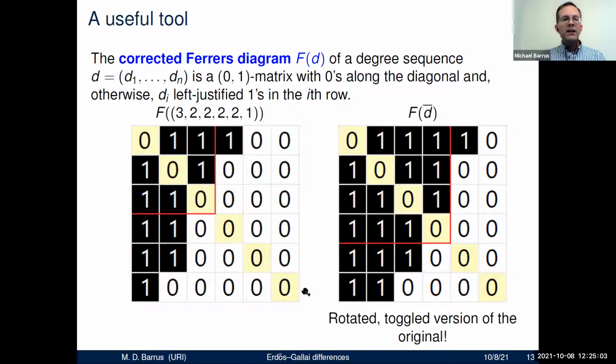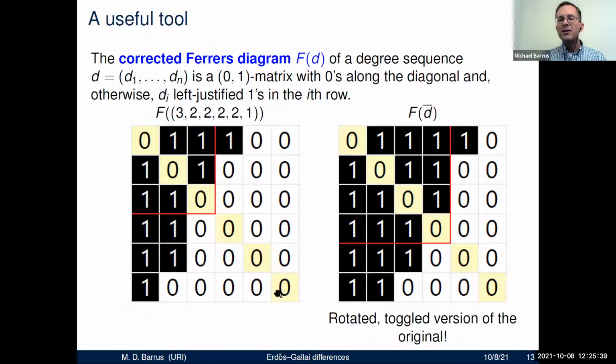Now, one thing that's very handy about looking at this corrected Ferrers diagram is what happens if you take the degree sequence of the complement of a graph. So let's suppose that I took a graph having this degree sequence, took the complement of that, and then looked at the degree sequence of the complement. I'll be able to tell what that looks like from here. From the degree sequence itself, I know that this last vertex has degree 1. We know that it's not going to be adjacent to that particular neighbor in the complement.